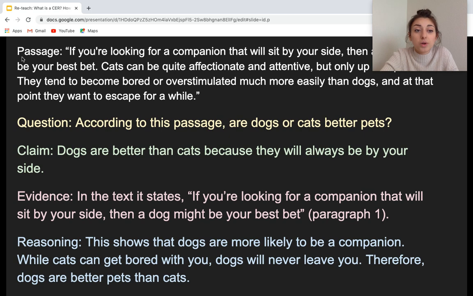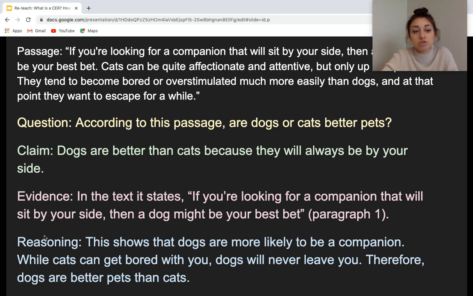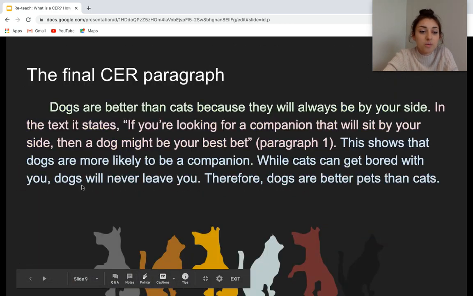So here it is all written out. Here's the passage, the question. You would put the claim, evidence, and reasoning. But this is not the end. You can't leave it like this with your question, claim, evidence, reasoning written out like that. You just want to take away these first couple lines and then just put it all together like this.